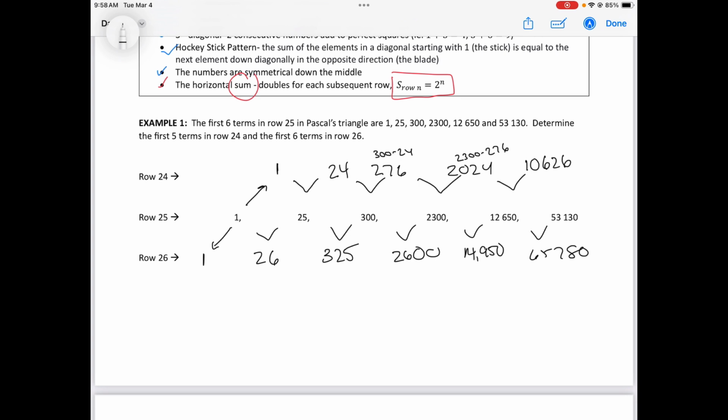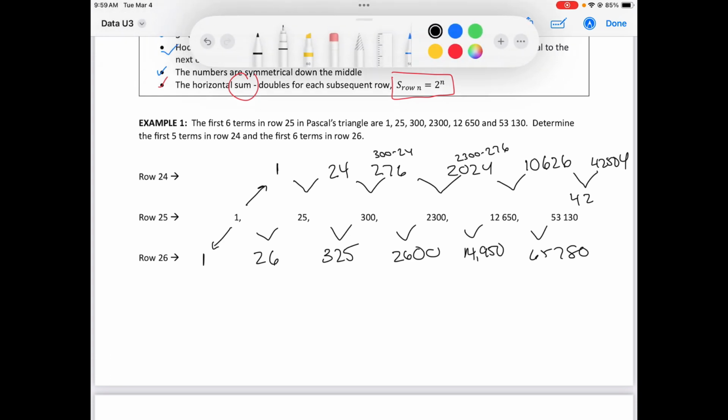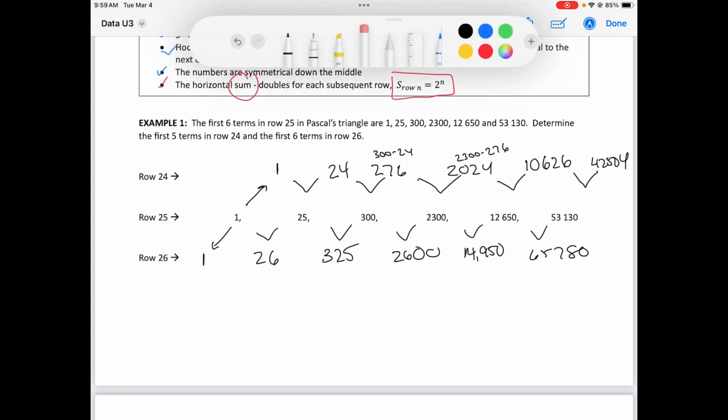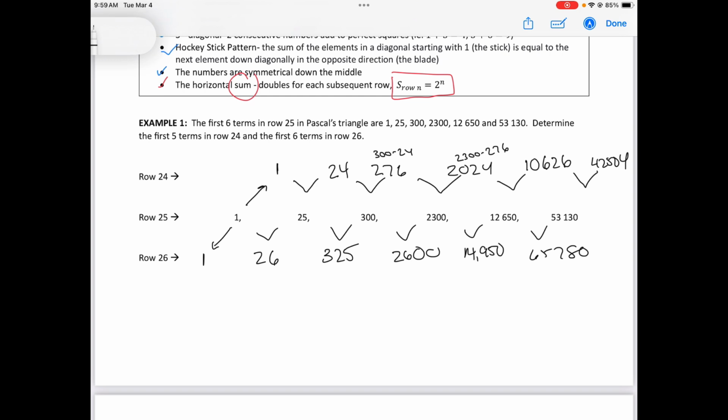And then what number, 1, 2, 3, 4, 5, plus 10,626 is going to give us 53,130? I get 42,504 up there. Okay, and then those are the first 5 terms in row 24.